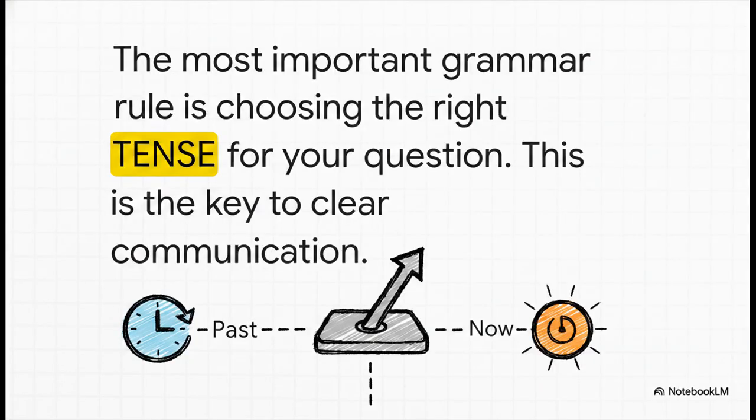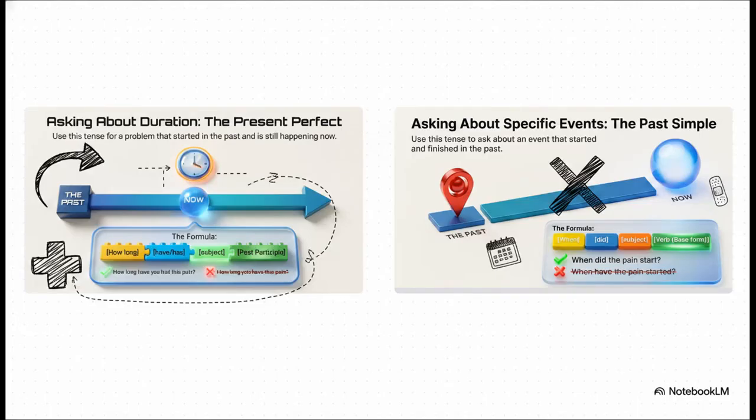Okay, so you've got the basic structure down, but now we need to talk about what is, without a doubt, the single most important grammar rule you have to master, and that is choosing the correct verb tense. This is what makes the difference between asking about a problem that's happening right now versus one that's already over. And this visual shows that difference perfectly. Take a look at the left. For a problem that started in the past but is still going on, we use the present perfect. See how that timeline arrow goes right through the present moment? Now look at the right. For an event that is totally finished, we use the past simple. It's just a single dot in the past. Getting this difference right is absolutely essential.